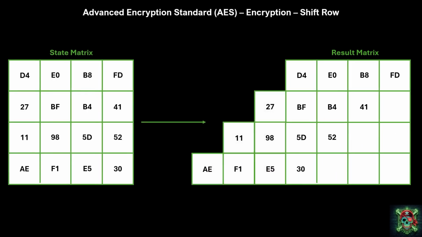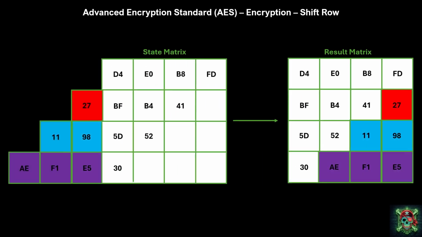The second step of each round is ShiftRows. The second row is shifted to the left by 1, the third row by 2, and the fourth row by 3. The overlapping bytes are then transferred in from the right, so we end up back in a 4x4 matrix.